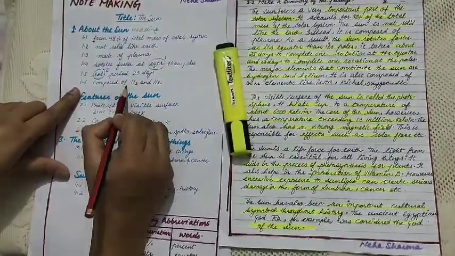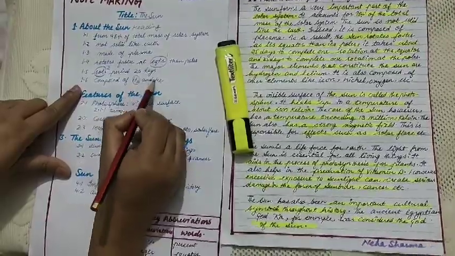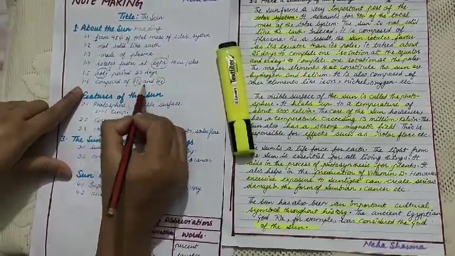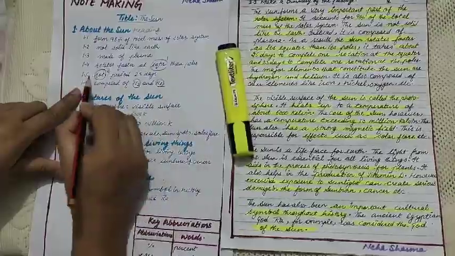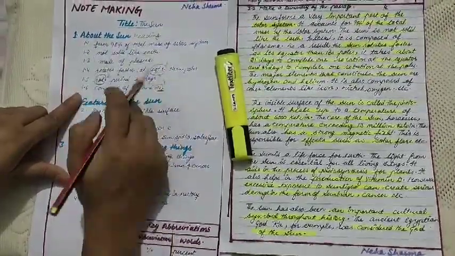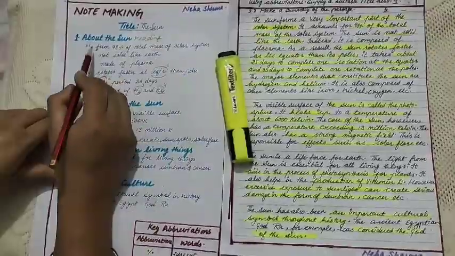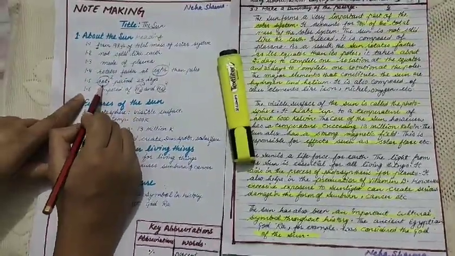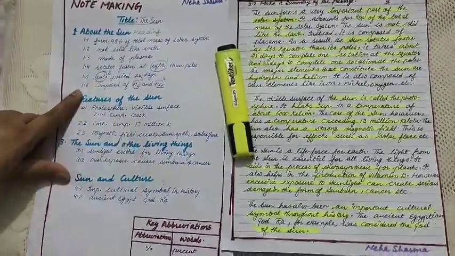1.6 composed of H2 and He. So this is hydrogen and this is helium. So I have used here 4 abbreviations, but not in the heading. Only in subheadings you have to use the abbreviations.